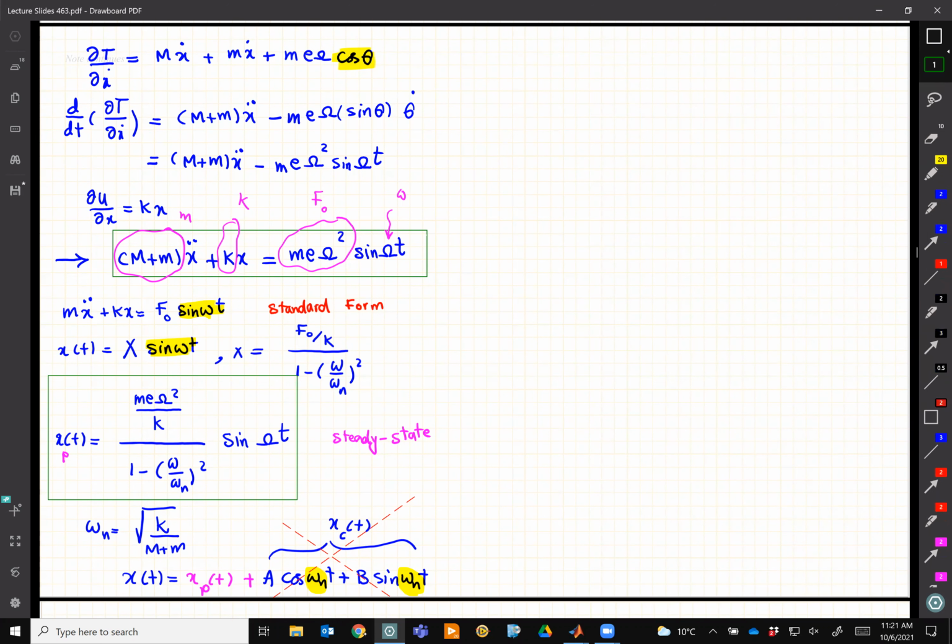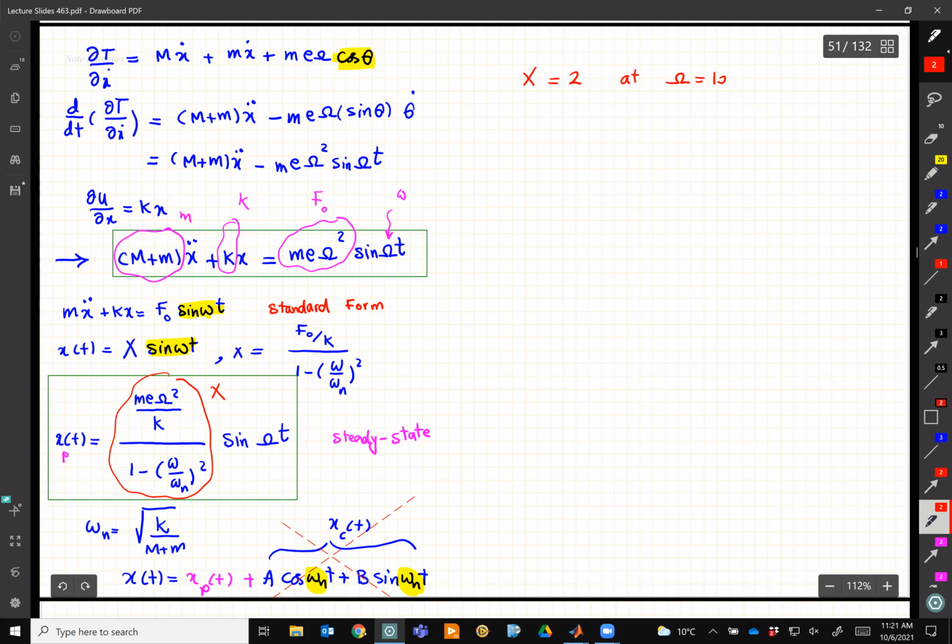There's my pen. So the whole thing, which we call x, becomes 2 at omega equal 100 RPM. And if I just write the equation, then the equation will be x(t) = 2 sin(100t).